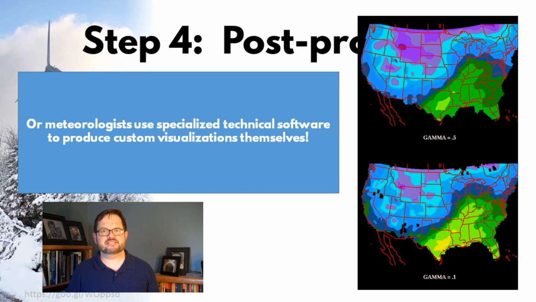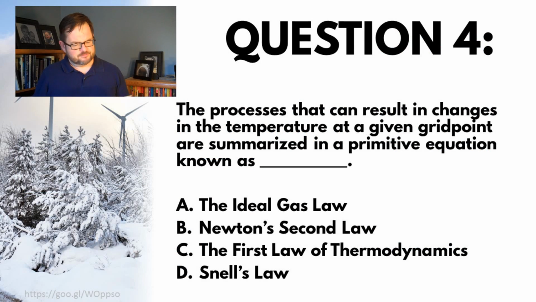Man, these models have so many steps and so many things going on. Before we move forward and learn about another challenge in numerical weather prediction, let's answer 3 more quick questions. Question 4. The processes that can result in changes in the temperature at a given grid point are summarized in a primitive equation known as the ideal gas law, Newton's second law, the first law of thermodynamics, or Snell's law. Which of these is the correct name for the equation that describes the main ways in which temperature can be changed? Make a choice from those 4 options, get a little feedback before we move on to question 5.